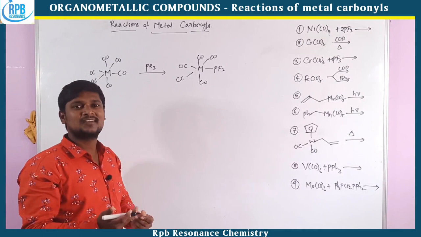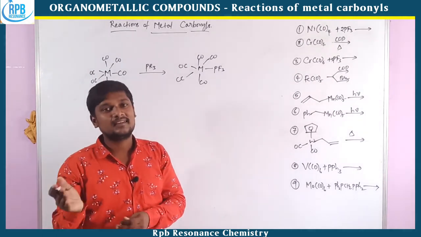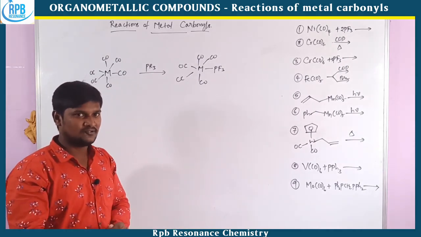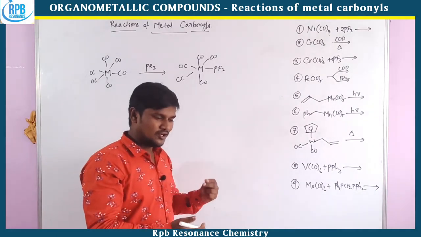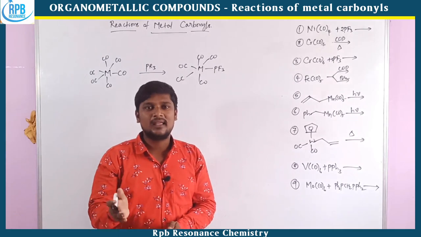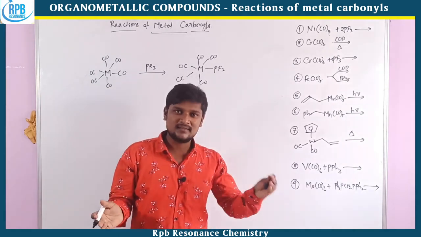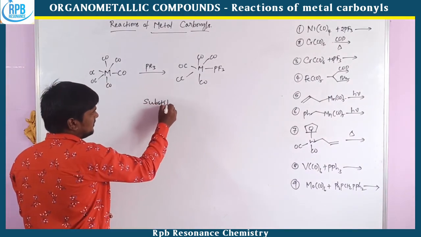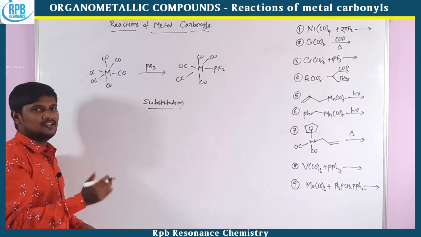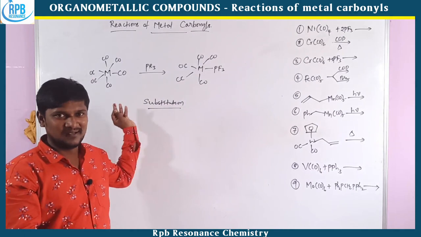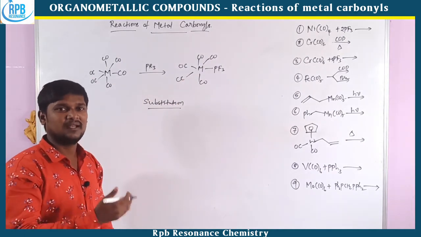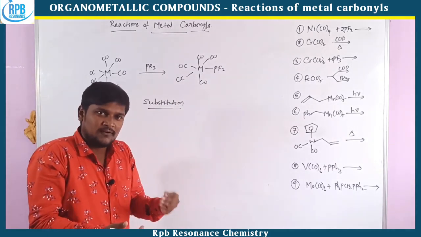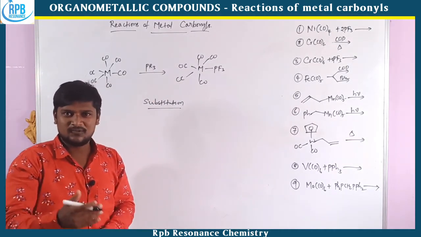We know that substitution reactions are generally of three types: dissociative, associative, or interchange mechanism. In metal carbonyl compounds, the main competition is between the dissociative and associative mechanisms. Many students get confused about whether it follows the dissociative or associative mechanism. For maintaining electrical neutrality, it undergoes substitution, but for some reactions we don't know which pathway it follows.